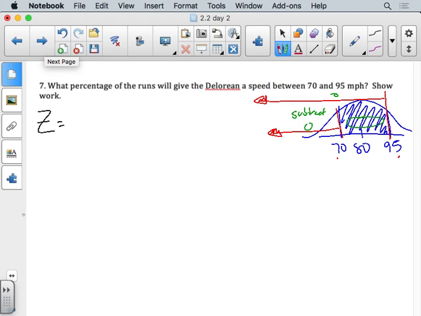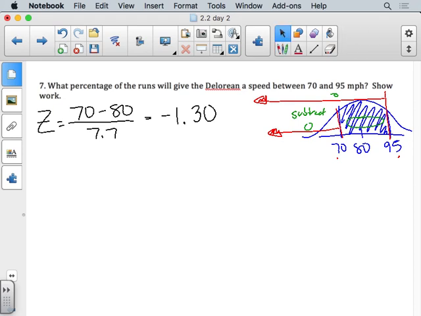Okay, so I'm gonna do the z-score for 70. You have to do it for both, so it doesn't matter which one you do first. So I'm gonna do it for the 70 one. I'm gonna do 70 minus 80 divided by 7.7. So that would be negative 1.3. And then, just so I know that I'm reading the table correctly, you can just go two digits, say 1.30.